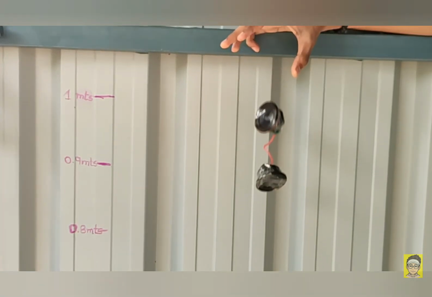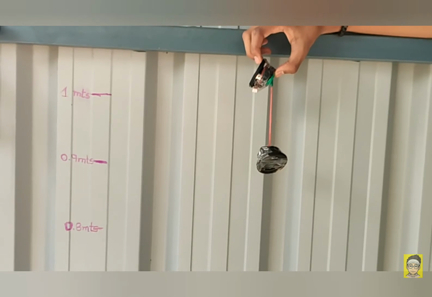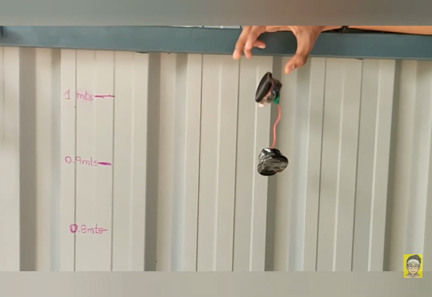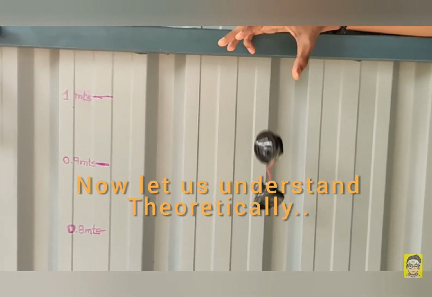I have resumed the video and you can check out. The second object stays in the sky defying gravity. Let's understand theoretically.